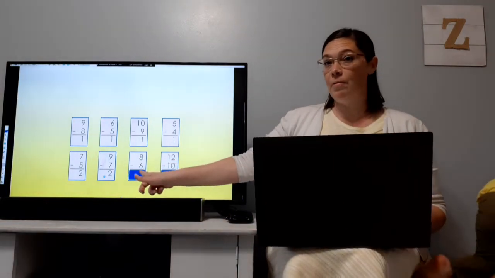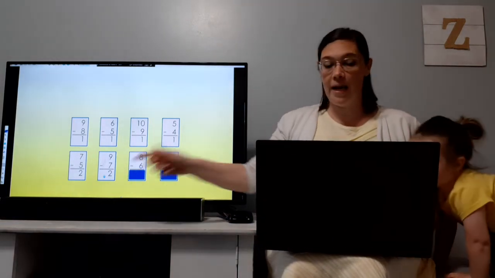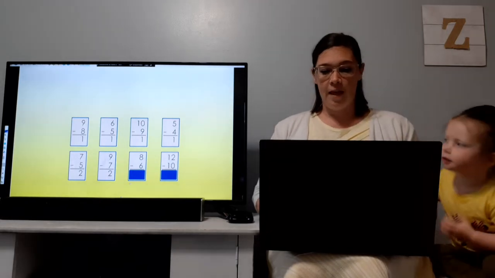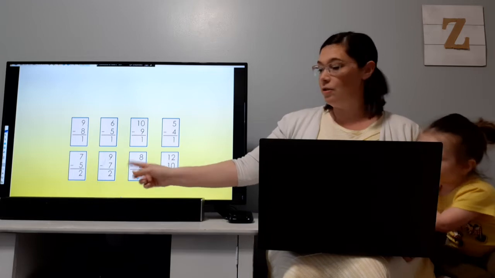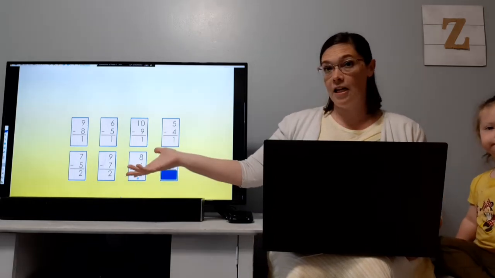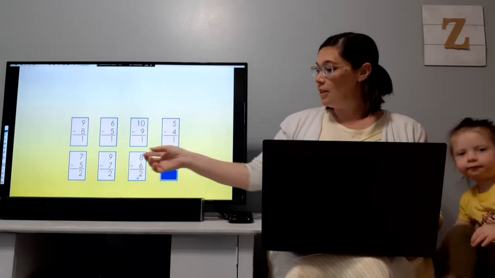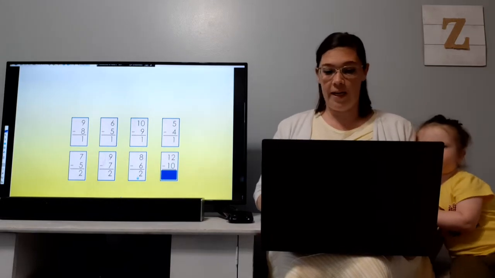These are 2 even numbers. So here we have 8 minus 6. 8 minus 6 would be 2. Remember when we count by 2s, 2, 4, 6, 8, they're beside each other? So those are even numbers. 8 minus 6 would be 2.